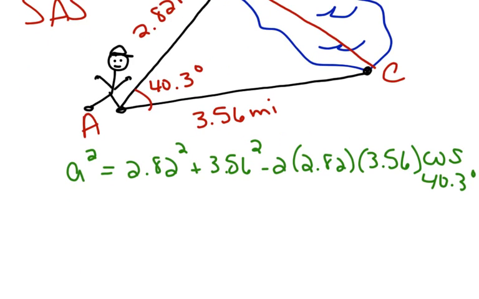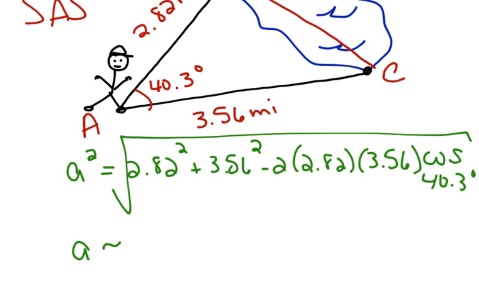Remember, when you do this in your calculator, at the end of the problem, you need to square root your answer. You should get that side A is approximately 2.30 miles. And again, the reason that I rounded to the nearest hundredth was because those two sides of the triangle were also rounded to the hundredth place.